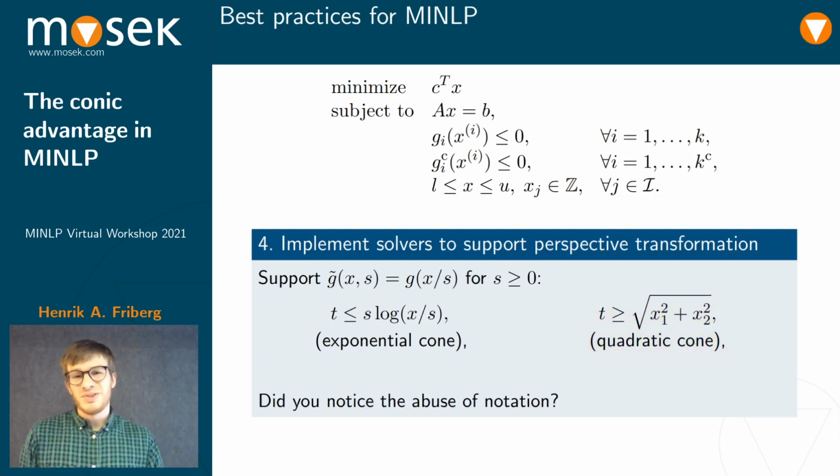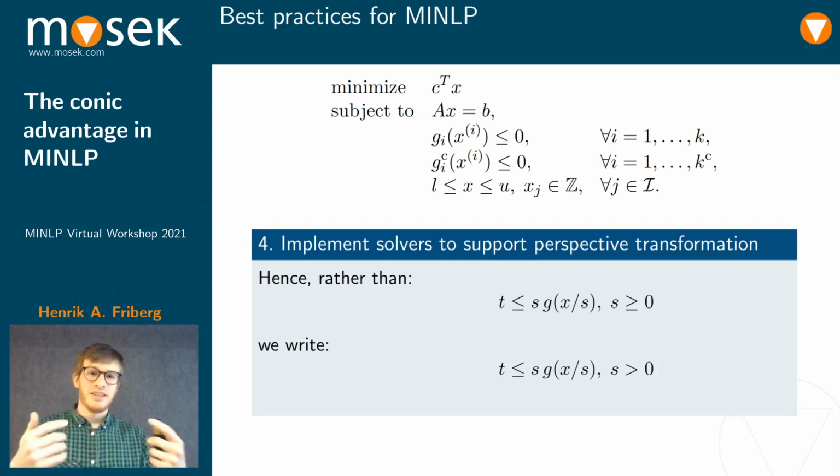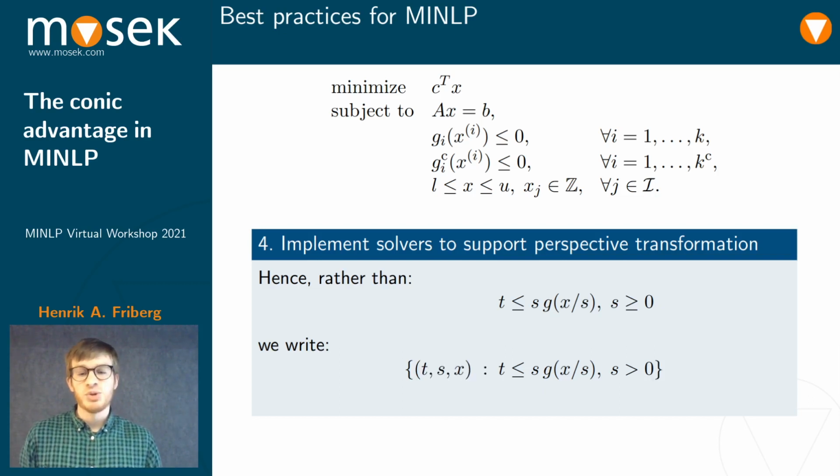But did you notice the abuse of notation here? Yeah, you probably did, because it's not well defined to divide by 0. So rather than writing the functional form here for a scaling factor greater than or equal to 0, I'm going to write it for a scaling factor greater than 0. This is well defined. Then I'm going to put it in a set and take the closure of it so the set becomes defined for s equals to 0.